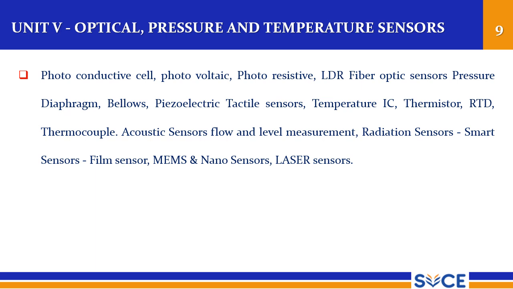Optical pressure and temperature sensors as part of unit number 5. Photoconductive cell, photovoltaic cell, photoresistive LDR, fiber optic sensors, pressure sensors like diaphragm, bellows, piezoelectric tactile sensors. We have temperature sensors like IC, thermistor, IC in the form of a chip with which you can measure the temperature. RTD, thermocouple, acoustic sensors, flow and level measurement, radiation sensors, smart sensors, film sensors, MEMS and nano sensors, laser sensors.